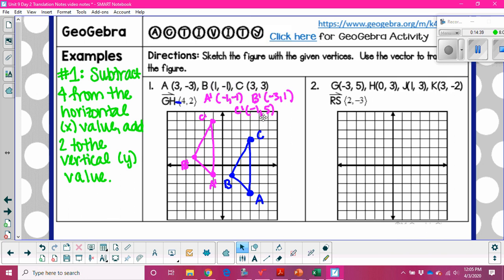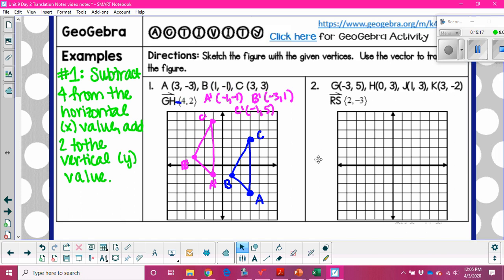So basically, if you look at this, we took the horizontal component 3 for A, subtracted 4, and we were at -1. We took the vertical component -3, added 2, which put us at -1. Did the same thing for B. B's horizontal component x was 1 minus 4 is -3. y was -1, plus 2, which was 1. Looking at point C, x was 3, minus 4 gave us -1, and then y was 3, plus 2 gave us 5. Pause the video here and do number 2.